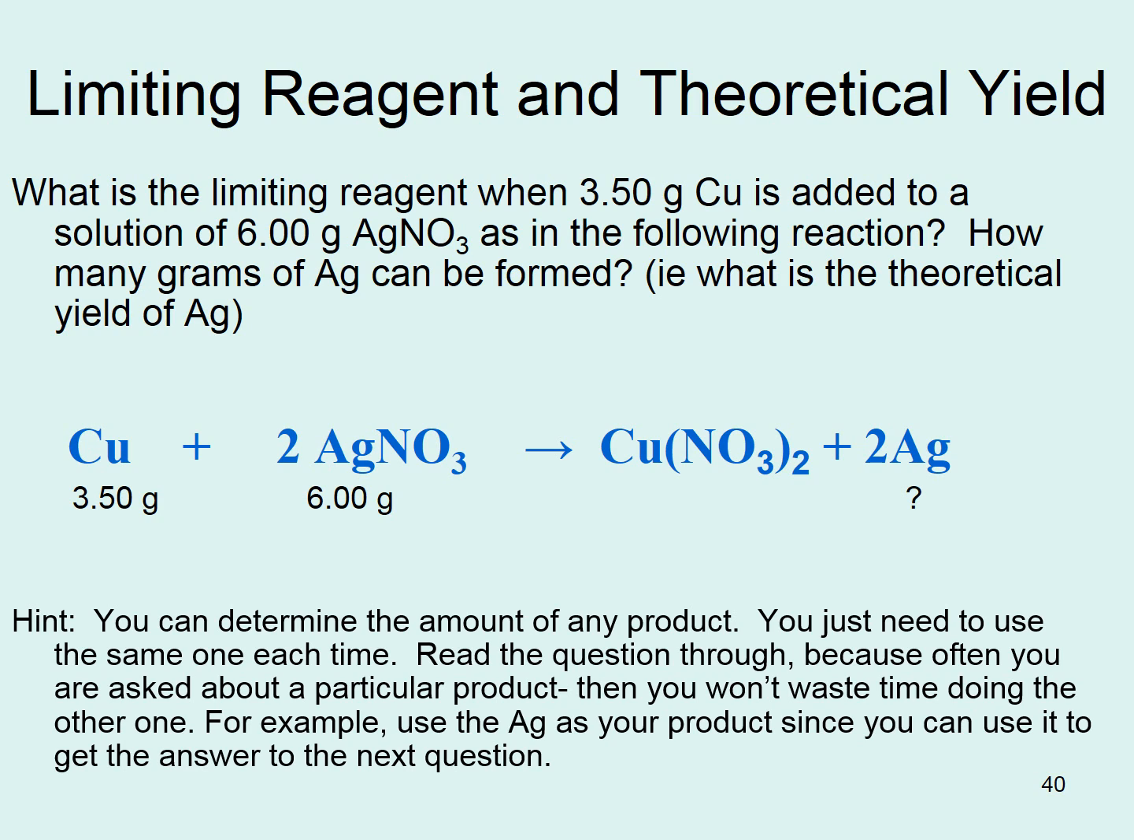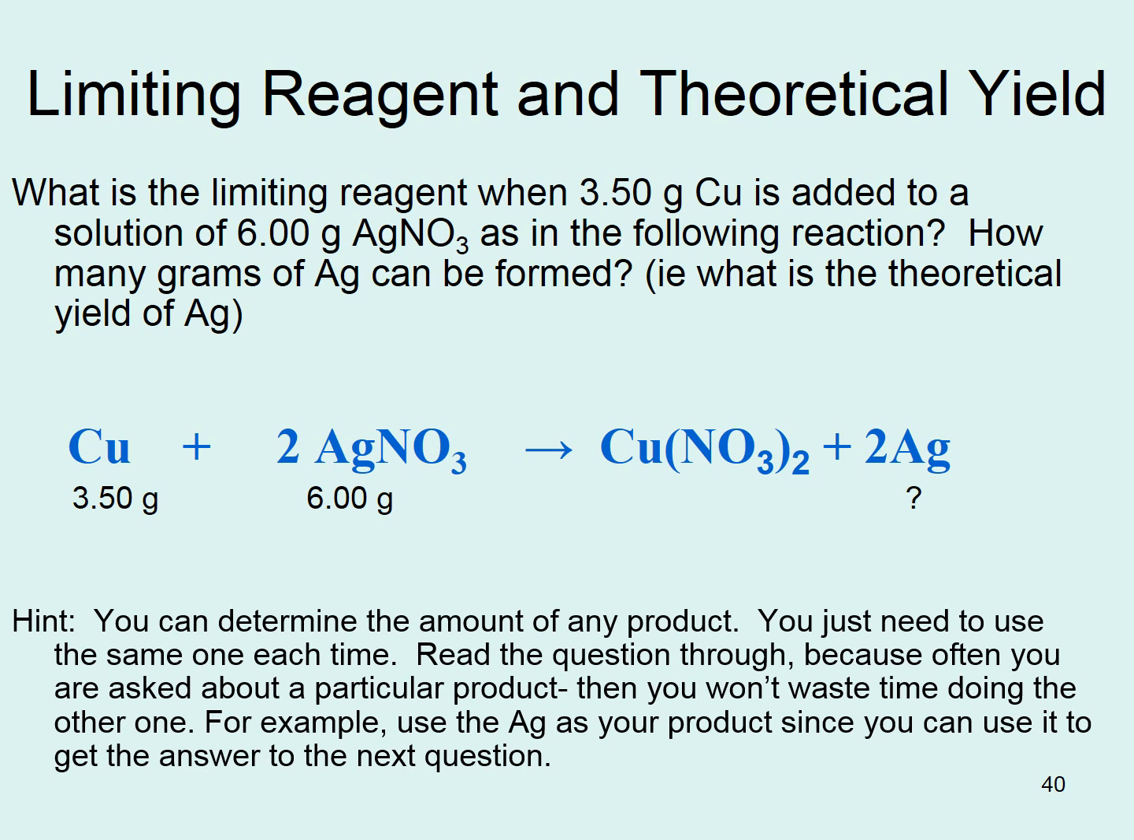Right. Now, whenever you do a limiting reagent problem, you'll always be given the amount of each of the reactants. And sometimes they'll just ask you, what's the limiting reagent? Well, in that case, you can figure out the amount of either product. It doesn't matter which product you pick. Just pick one and figure it out, and the limiting reagent will be the same no matter which product you find. Oftentimes the problem, though, goes on.